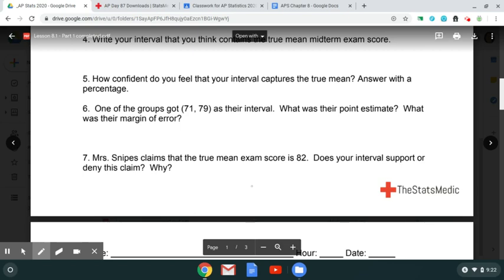Now look at your interval. Is 82 inside of your interval? If it is, then your interval will actually support this claim. This is going to become more clear as we continue through this chapter.